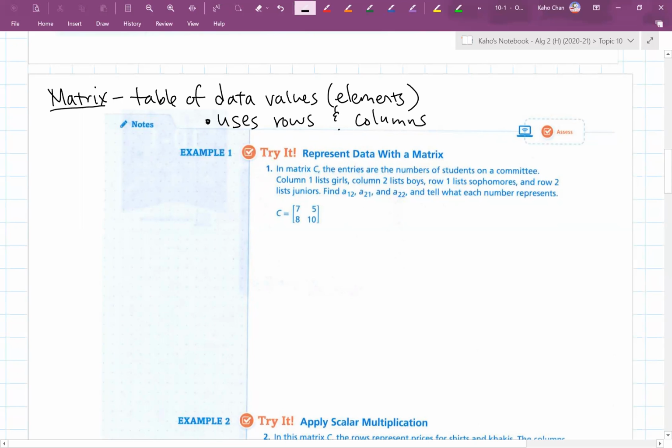Now, typically we use brackets, of course. The rows go horizontally from left to right. And columns, of course, are referring to the data going vertically. Each number inside the row or column is called an element.